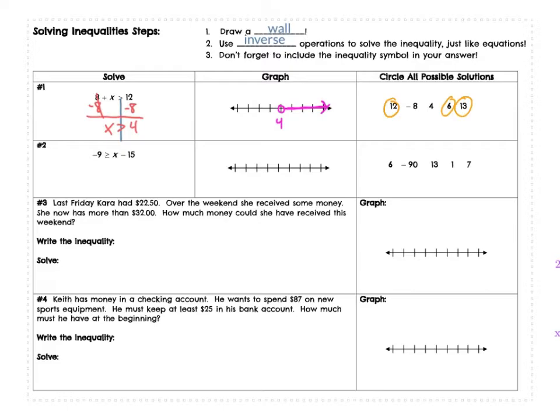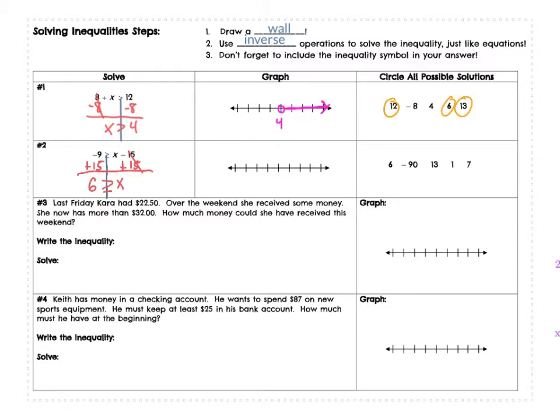Now let's take a look here at number 2. In number 2, the first thing I'm going to do is draw my wall down from my inequality symbol. Now I've got x minus 15, so I'm going to be doing my inverse operation. The inverse operation of negative 15 is positive 15, so I'm going to be adding 15 to both sides of my inequality. These are going to cancel, bring down my x, bring down my inequality symbol. Negative 9 plus 15 is going to give me positive 6. Again, if you don't know your integer rules, feel free to use your calculator. You're more than welcome to do that.